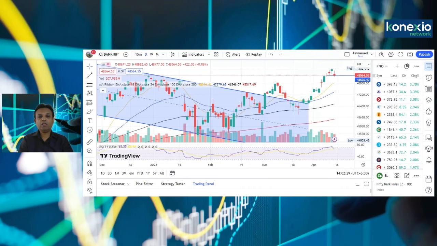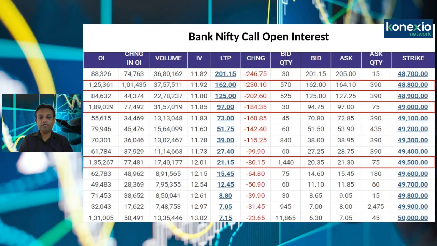So friends, now let us discuss the derivative data of Bank Nifty calls. In Bank Nifty calls, the action was seen in 48,800 calls, 49,000 calls, and 49,500 calls. Now again, here you can see there has been a significant drop in option premium, which is clearly indicating that definitely the smart money is already into writing the calls. That means they are bearish, at least for the time being.